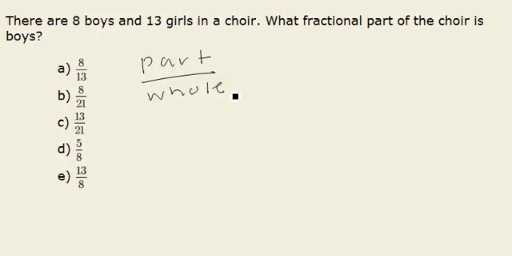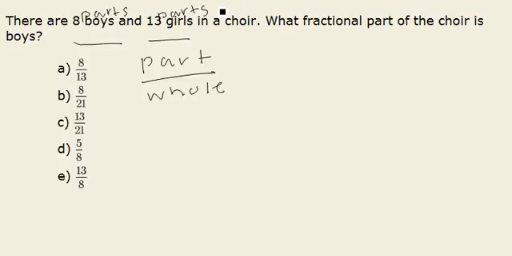The first step is to figure out what information the problem gives us. So the problem tells us that there are 8 boys and that there are 13 girls in the choir. These are two different things or categories, which means they must be parts. So we're going to label both of these as parts. Since the problem gives us two parts, now we know that we need to find the whole.